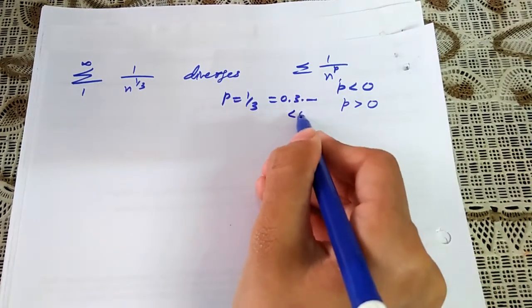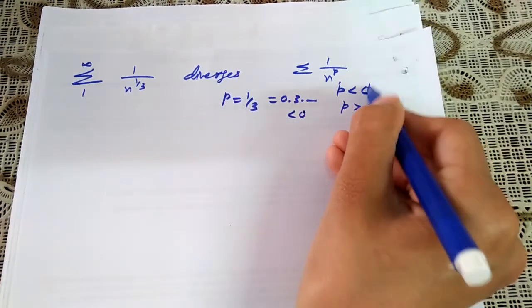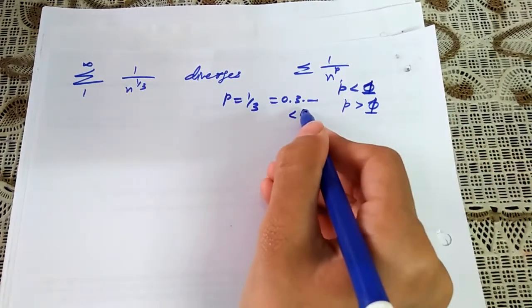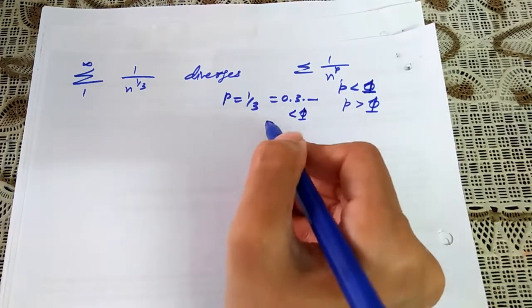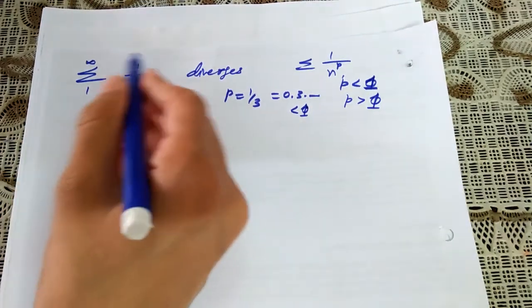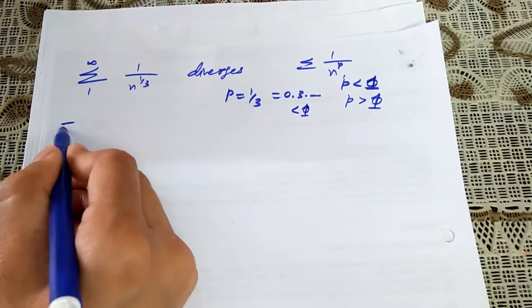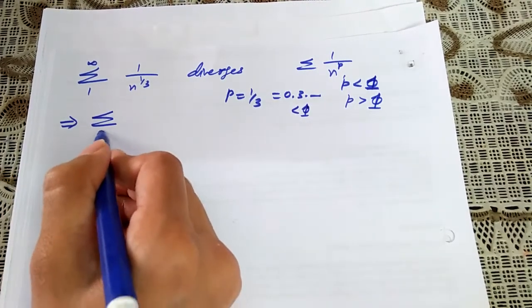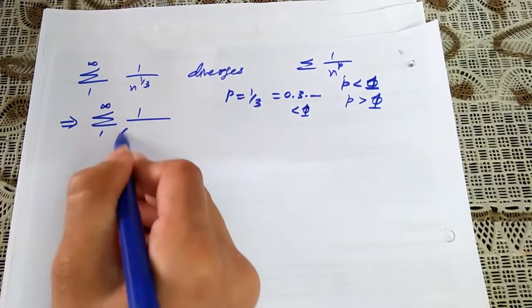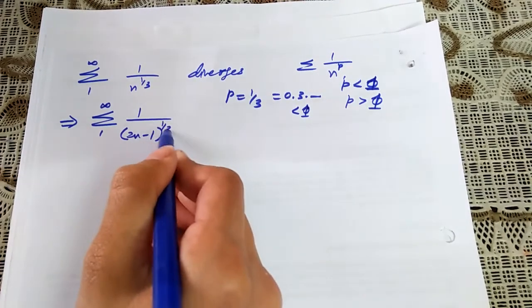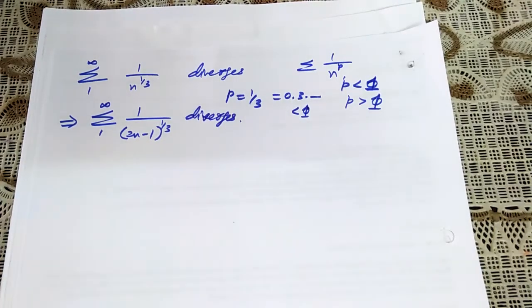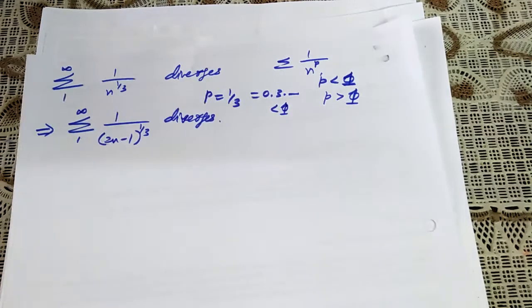And it is less than 1. So your series is divergent. Since your bn is divergent, it means that your an is divergent also. Summation 1 to infinity of 1 over (2n minus 1) raised to power 1 over 3 diverges. Now move on, question number 23.